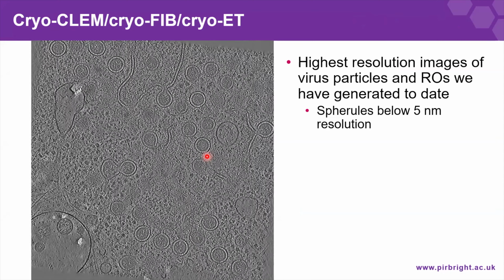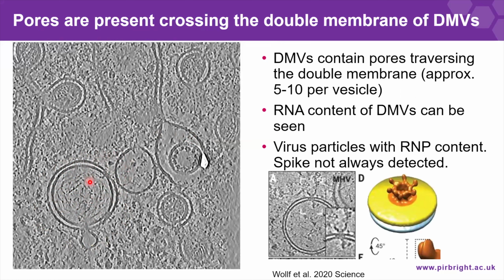So if we look at some of the structures separately, I can give you a rundown of the things that we have picked out so far. So we've got DMVs, which is great. You can see the swirly RNA content within these DMVs. And here we've got a pore within the DMV membrane, which is fantastic.